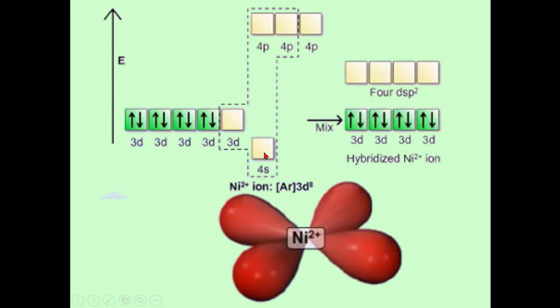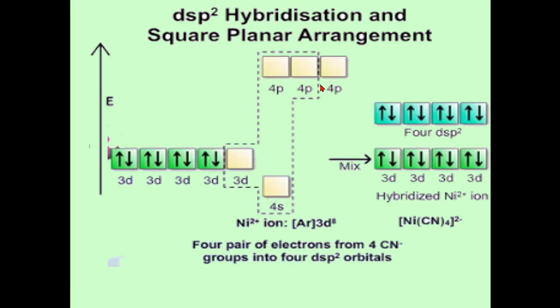For example, some orbitals joining to make the dsp2 orbitals are at very low energy, some are at very high energy, and this is the intermediate one. And after this, this dsp2 hybridization and square planar arrangement can be made.